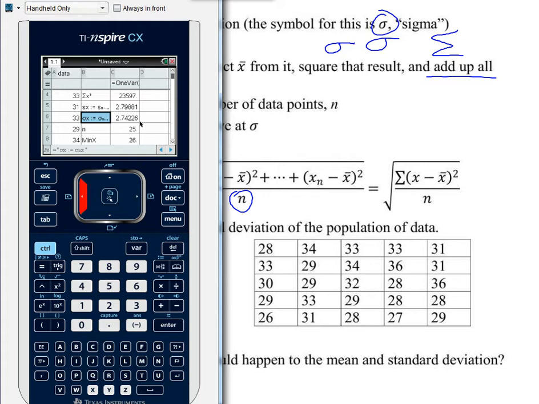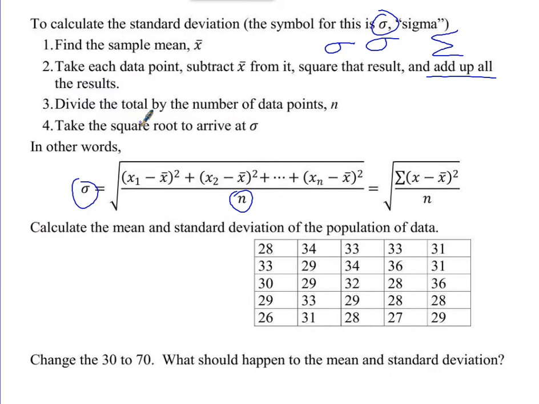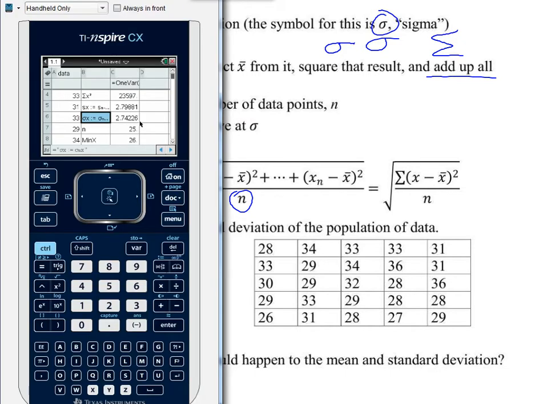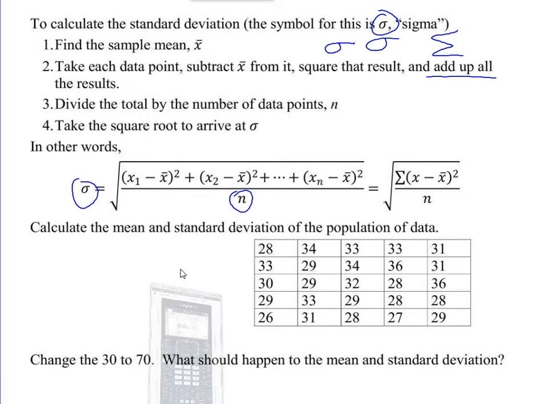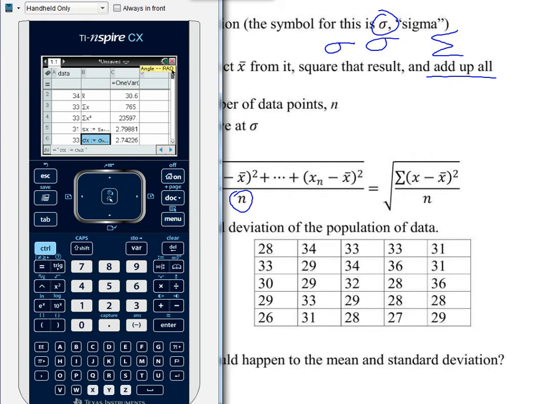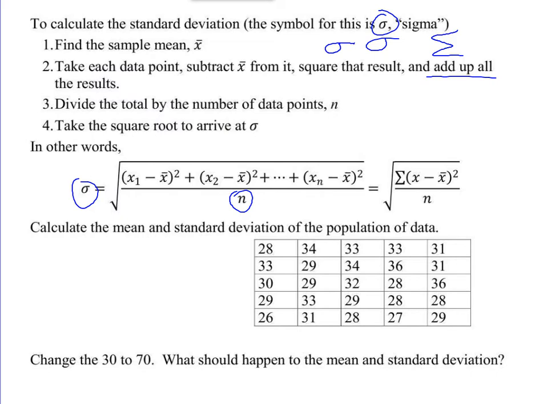All right. Remember, standard deviation is a measure of how closely clustered the data is about the mean. What's the mean here? Where is the mean? X bar is the mean, 30.6. So now this question at the bottom in your notes says, if we changed the 30 to a 70, so this 30 right here, we're going to change that to a 70.